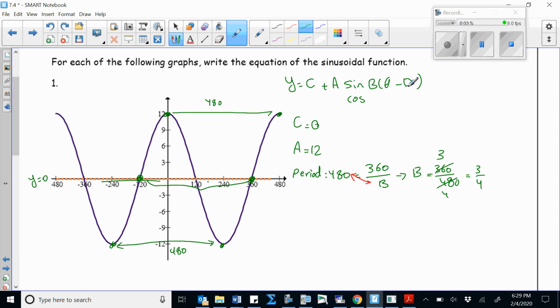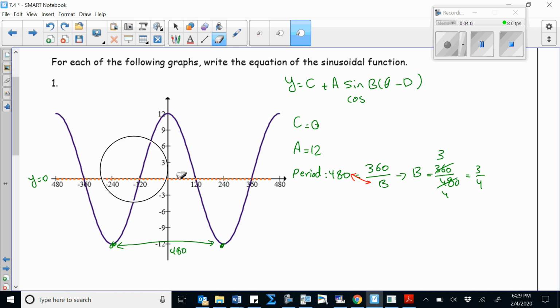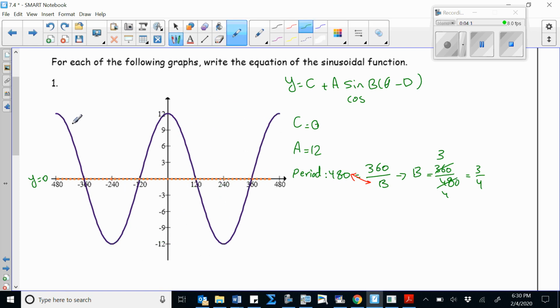The last thing that I need to find is the d value. Finding the d value is a little bit tricky here. First of all, it depends on what kind of function we want to write. Here's the deal. To write an equation for this function, we don't have only one answer. We can have multiple answers. We can write a sine function, cosine function, a positive sine, a negative sine, positive cosine, negative cosine. So we have multiple functions for this. It depends on what we want to write.